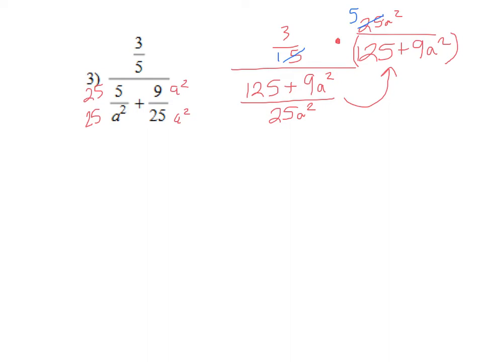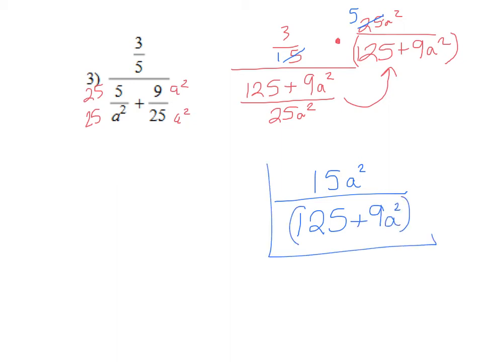So let's multiply straight across. On the top, I have a 3 times a 5, so that's a 15, and that a squared is still sitting there. On the bottom, I have a 1 times, so I don't think it's necessary to write the 1. I'll just have the 125 plus 9a squared that's in my quantity there. And that's my final answer right there.